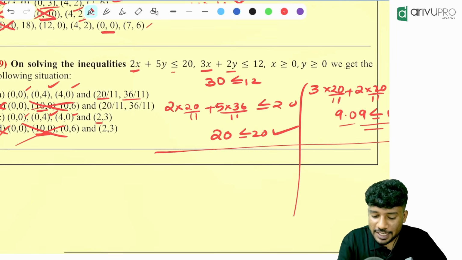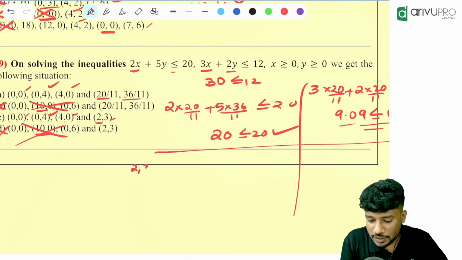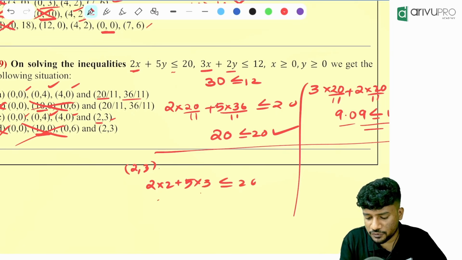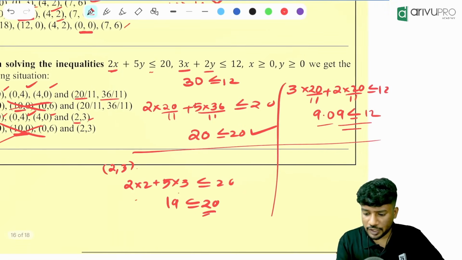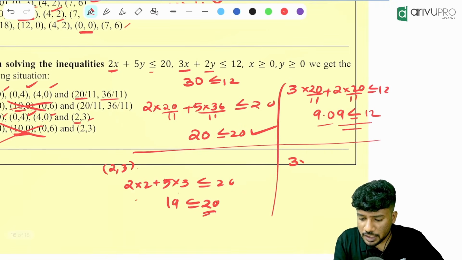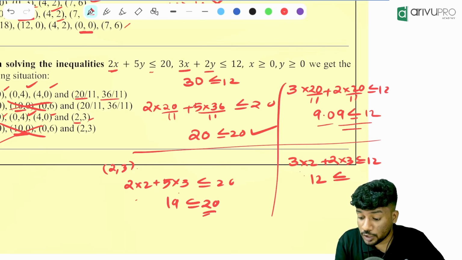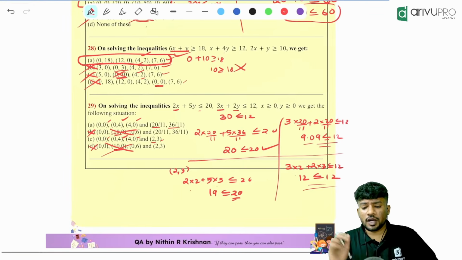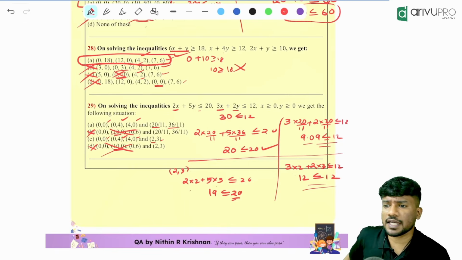Now we will go for the next one, (2, 3). Now (2, 3) means 2 into 2 plus 5 into what? 5 into 3 less than or equal to 20. That is 4 plus 15, how much? 19 less than or equal to 20. That is also satisfied. Now check the second one. 3 into 2 plus 2 into 3 less than or equal to 12. How much is it? That is 12, less than or equal to 12. If you ask me, both the conditions are satisfied.